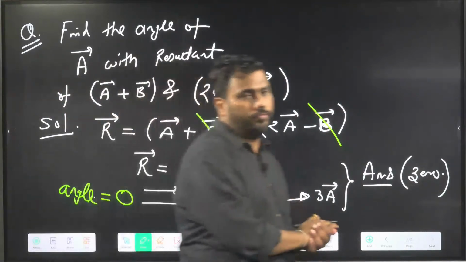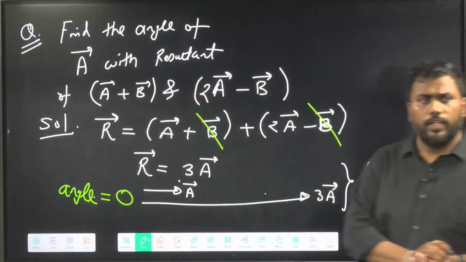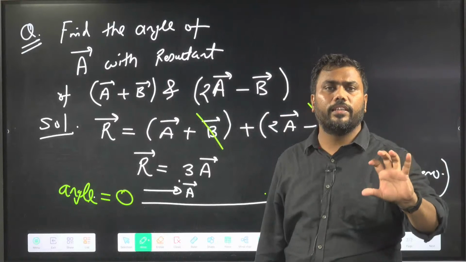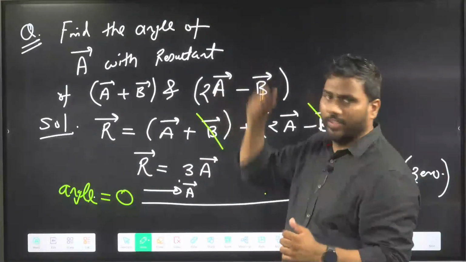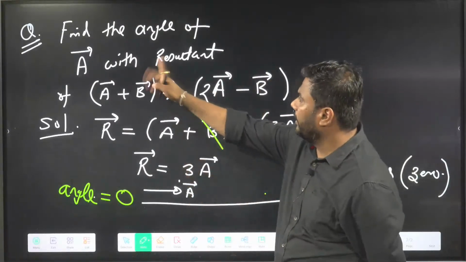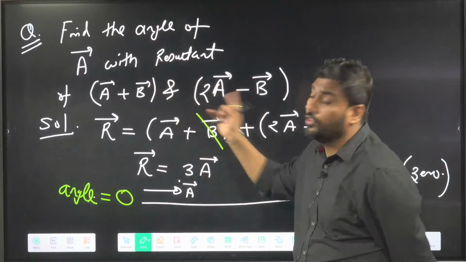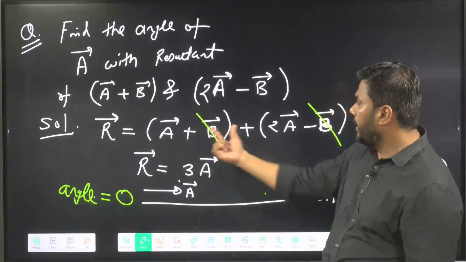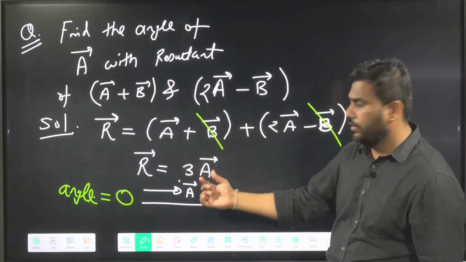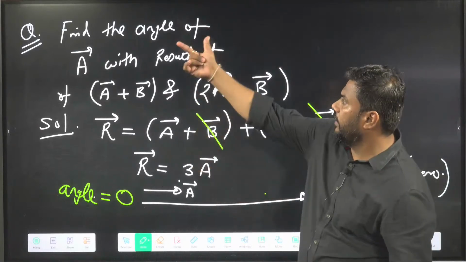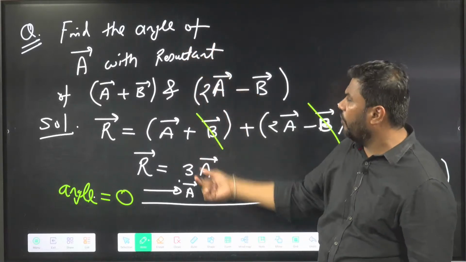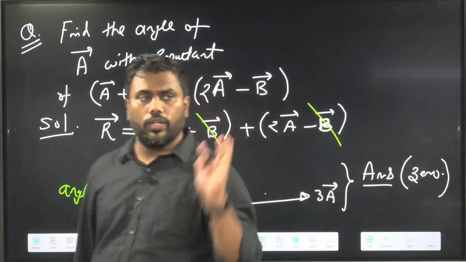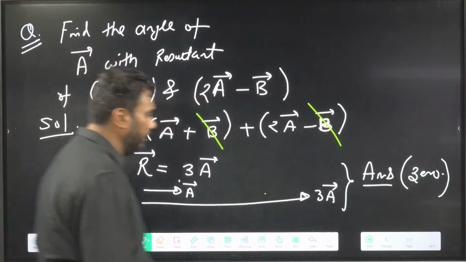Is this clear? The question was very easy, but they asked it in a twisted way. They were asking the angle of A vector with the resultant of these two. Resultant means addition, so I have just added these two, and I am getting 3A vector. This 3A vector is just a vector of 3 times the length of A, with the same direction. That's why the angle will be 0. The correct answer is 0.